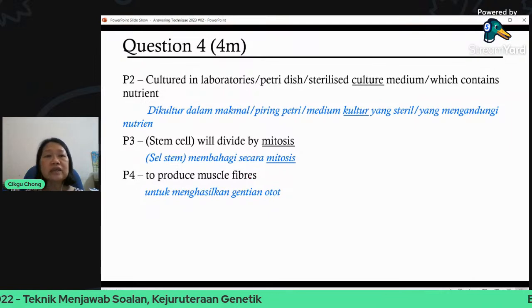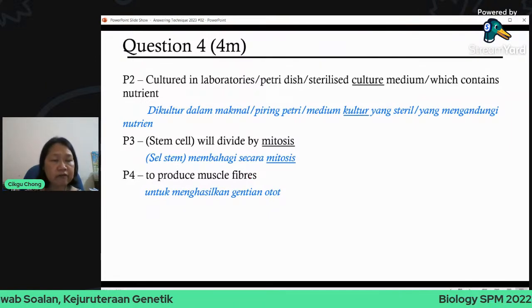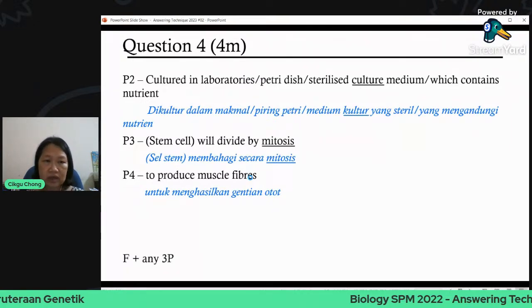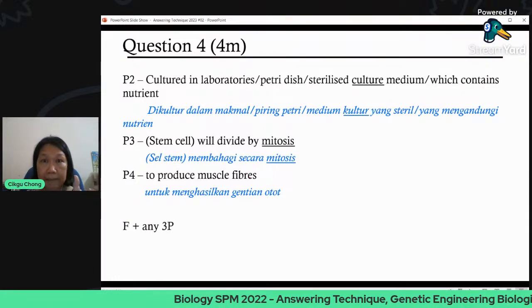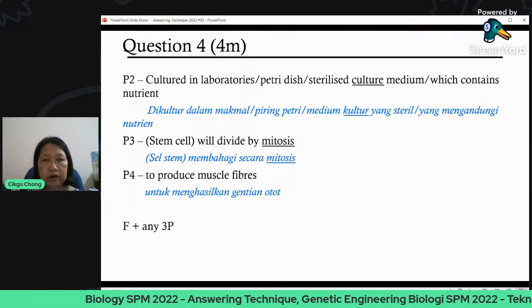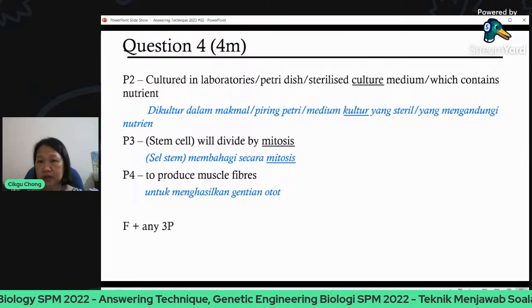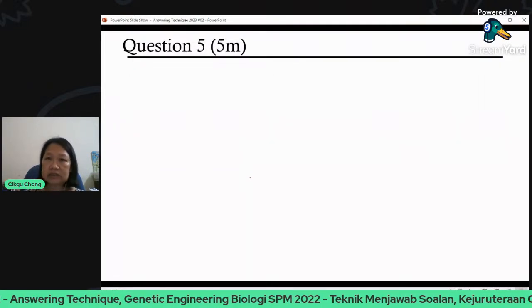Understand? So you only have 4 marks here. So F plus 3. F is your name of the technique, and then any 3 points related to the technique. Okay, clear, right? Let me see if you have any questions or not.